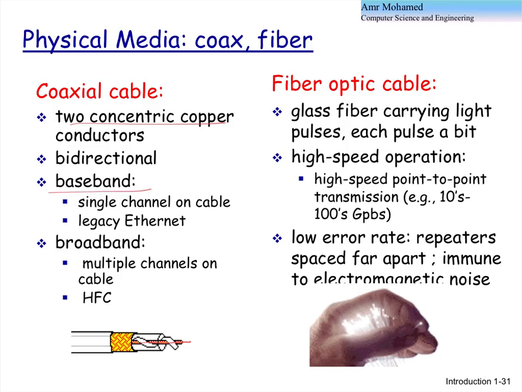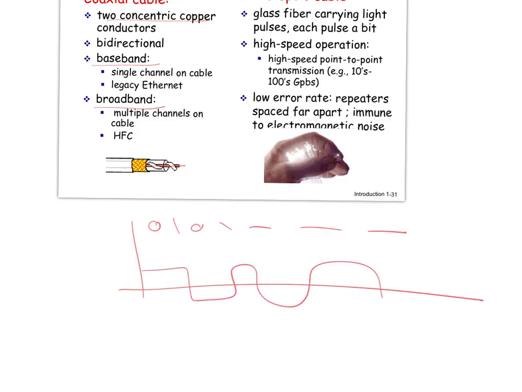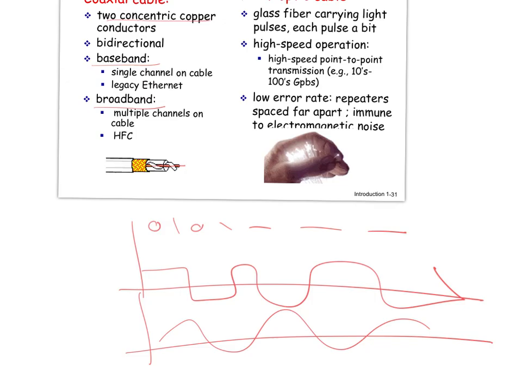Coaxial is used typically for baseband or broadband. We talked about this. Baseband is to transfer the signal without modulation. So we don't need to shift the signal in the frequency domain. Which means the transmission happens as follows. You have zeros and ones. You convert that into digital signal, and then you convert this to an analog signal, and then you transfer this analog signal as is.